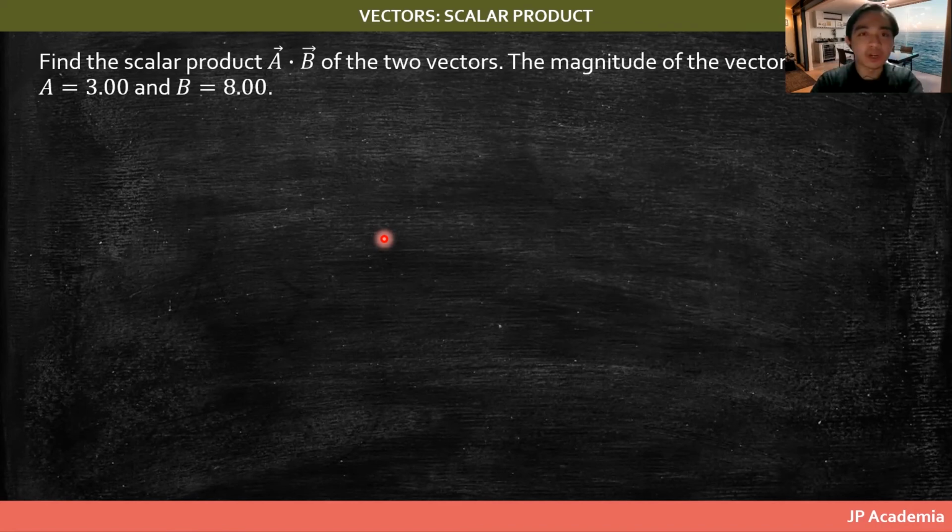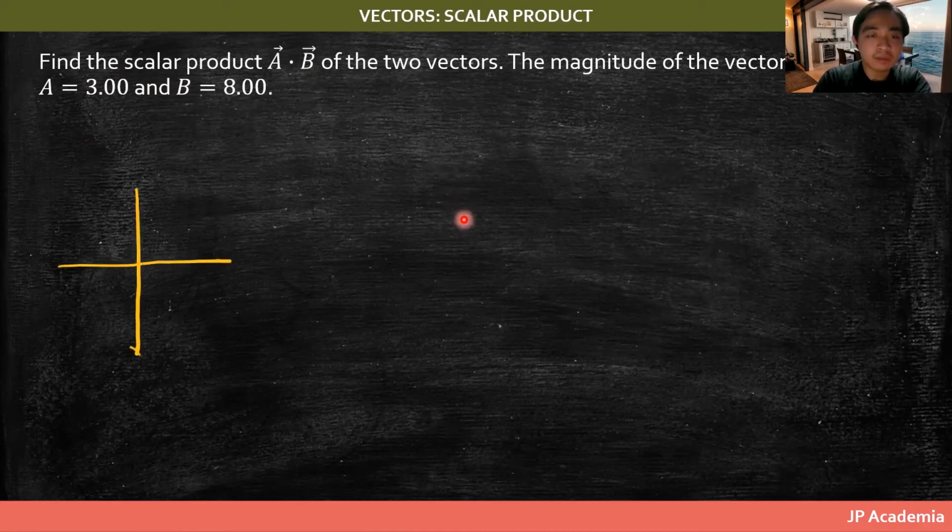So, yung mga work related problems. So, sabi dito, find the scalar product of vector A and B, or A dot B. So, may dalawa tayong vectors. The magnitude of the vectors are A is equal to 3 and B is equal to 8. So, binigyan tayo ng magnitude.